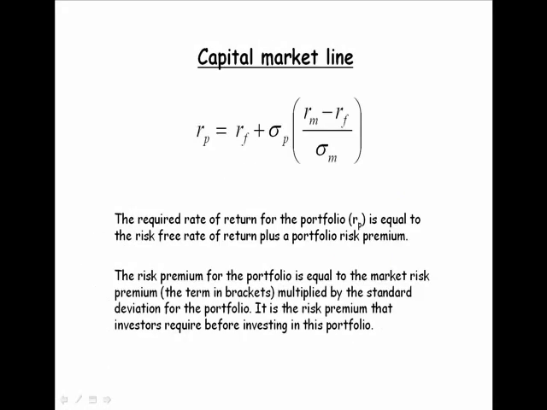Now, the capital market line looks somewhat similar, doesn't it? The capital market line helps us determine the required rate of return on a portfolio, and we see that the required rate of return on a portfolio is equal to the risk-free rate plus a portfolio risk premium. Now, the premium for the portfolio is equal to the market risk premium, which is our term in brackets again, multiplied by the standard deviation of the portfolio. So it's the risk premium that investors require before they will invest in this particular portfolio.